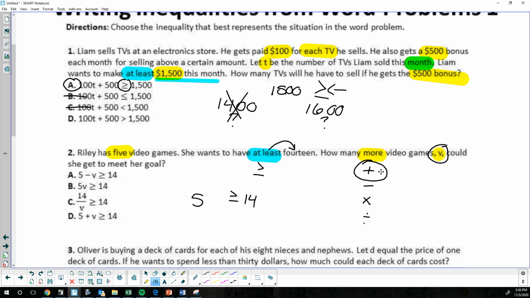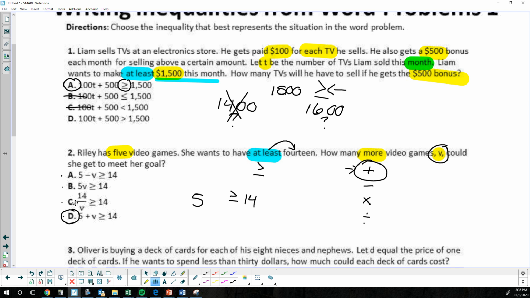Because if I need more of something, it's got to get bigger. There's only 2 operations that make it get bigger. One is plus, one is times. But if I'm adding more video games, that means I'm using plus. So now we go back and we go, which one of these choices has a plus? And in this case, it's D.